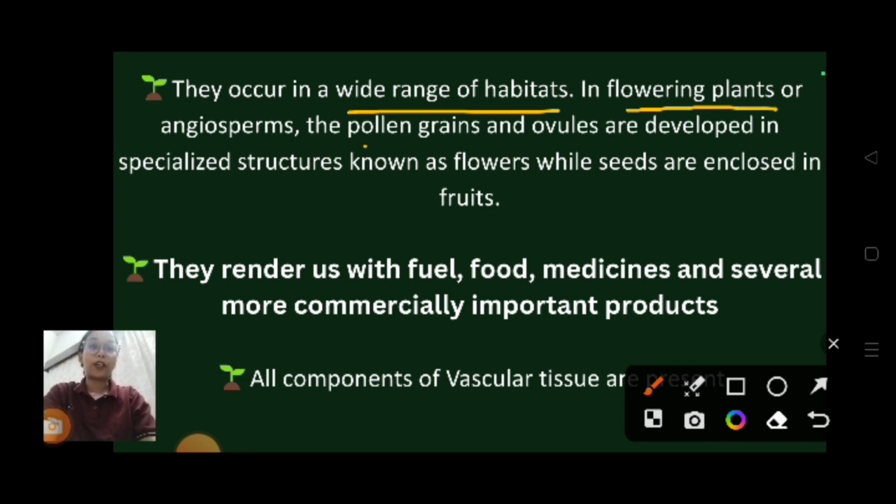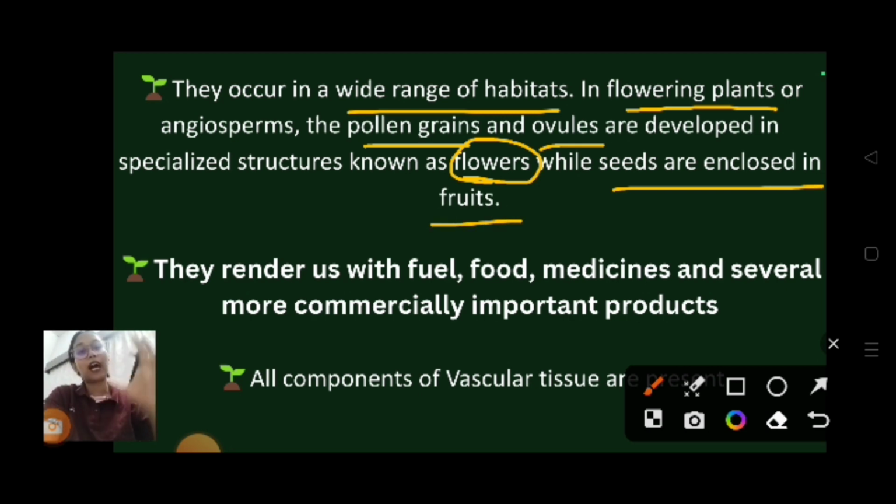They have pollen grains. The male gametes are known as the pollen grains and the female gametes are known as the ovules, developed in a specialized structure known as the flower. So inside the flowers you can see the pollen grains and the ovules, the male and female gametes. The seeds are enclosed in fruit, so seeds have some kind of covering called fruit, which was absent in gymnosperms. Gymnosperms had naked seeds. Okay, understood the first point.